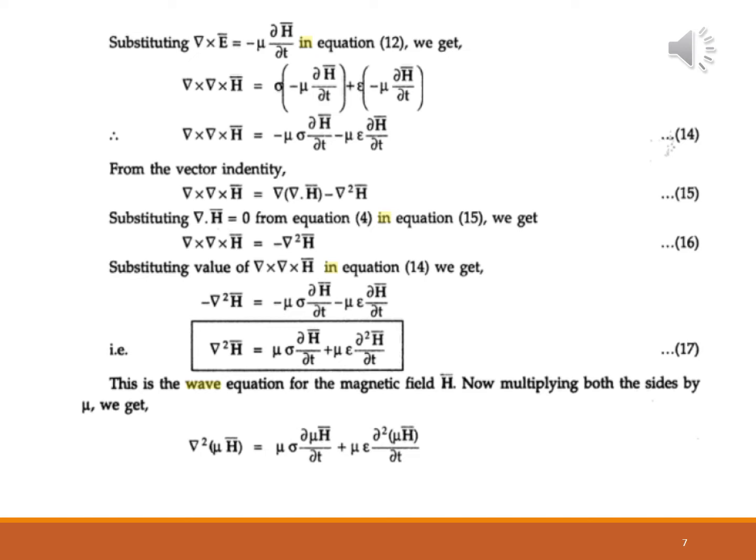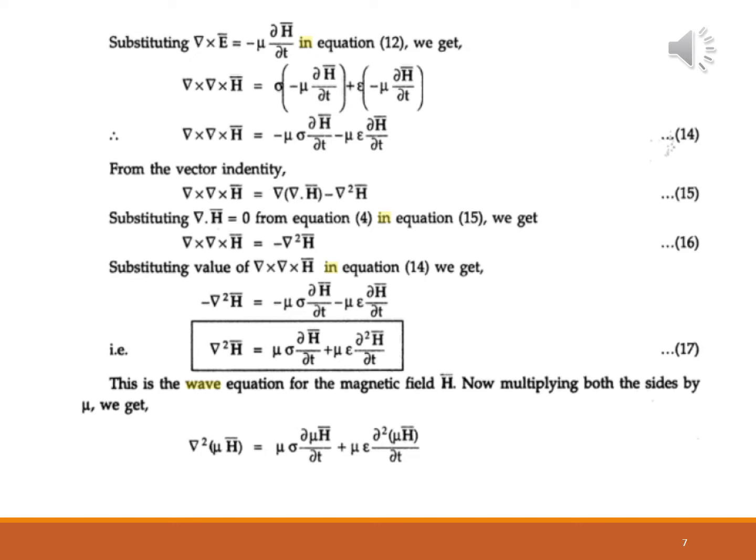Now, like we used the vector identity for E, we are using the vector identity for H. We already know from the property of the medium that del dot H is equal to 0. So your del cross del cross H is equal to just minus del square H. This value we again substitute into equation 14, and that is how you get equation 17. This equation 17 is referred to as the electromagnetic wave equation for H, that is, your wave equation written in terms of the magnetic field H.